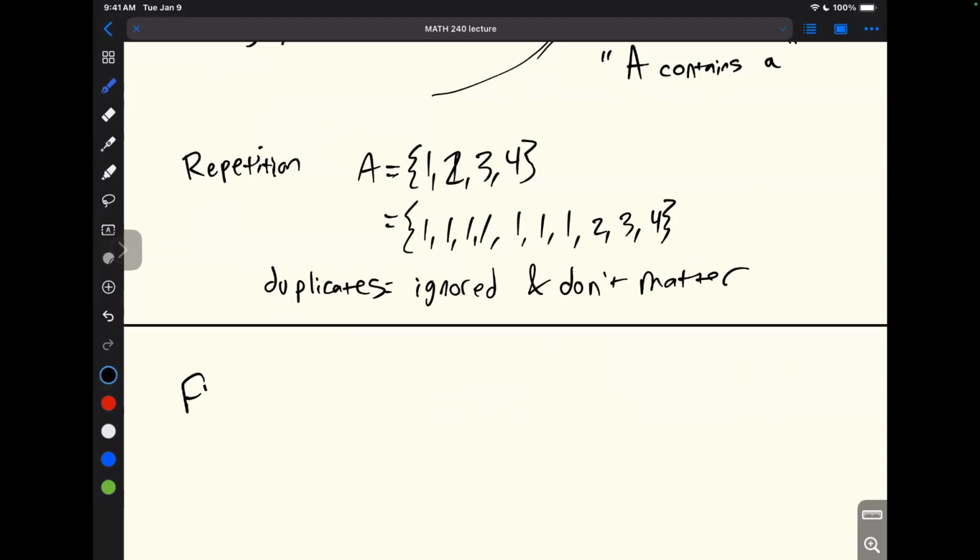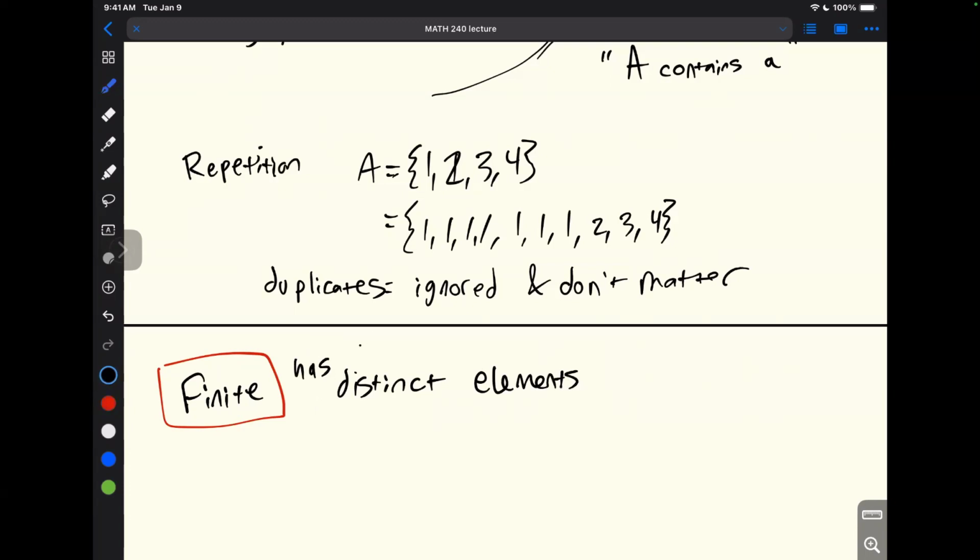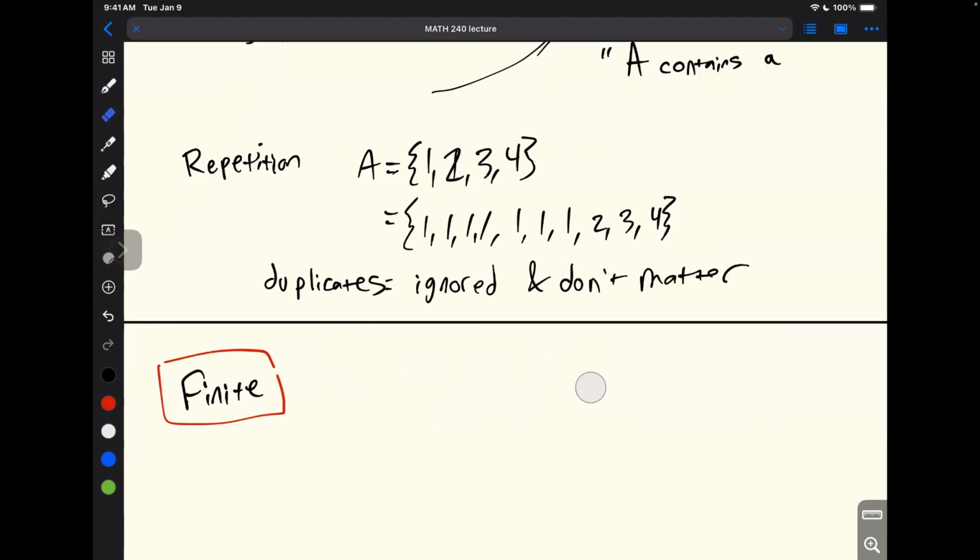We say that a set is finite. This is probably a duh statement where it's finite if it has distinct elements. So you had a question. Let me get that right. Finite if it contains finitely many elements. What was your question?